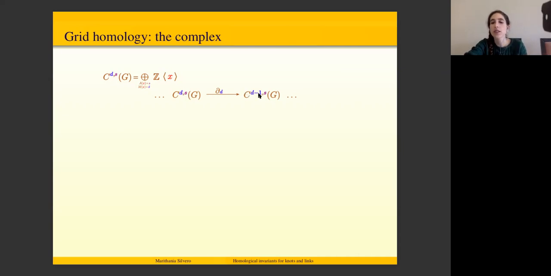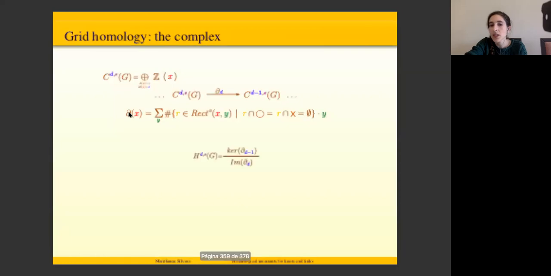So now we take the differential, and the differential of a generator X is just going to count the number of empty rectangles between X and Y satisfying some properties. There are different versions. The easiest one is those rectangles that don't contain any points of the generators, meaning that they are empty, and also they cannot contain either the circles or the crossings of the grid diagram. Okay, so this is the differential.